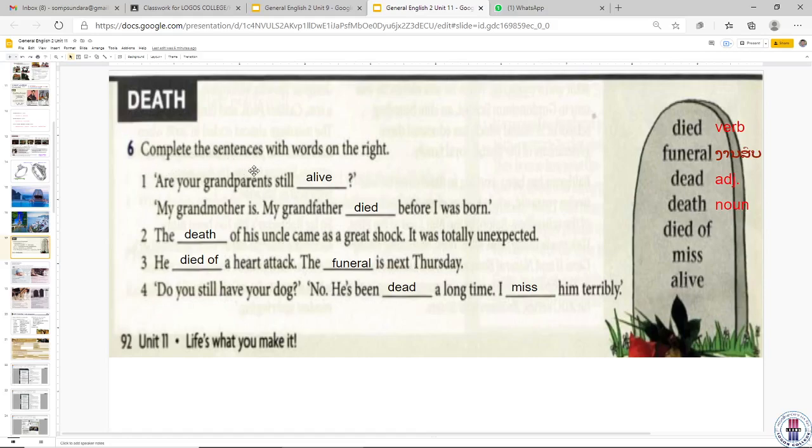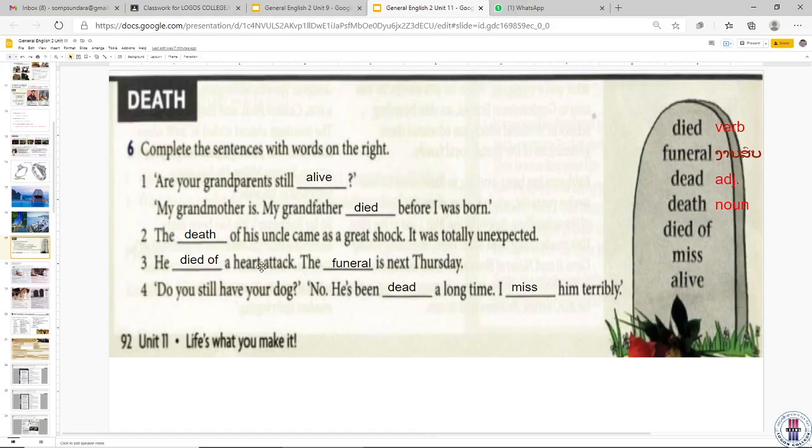Look at number 1. They want you to complete the sentences. I did this for you. It says, are your parents or grandparents still alive? My grandmother is, but my grandfather died before I was born. Died is a verb, and it's in the past tense because it happened already. The death of his uncle came as a great shock. It was totally unexpected. So death is a noun.